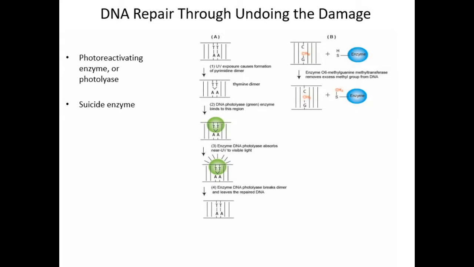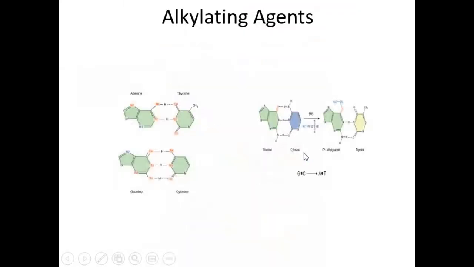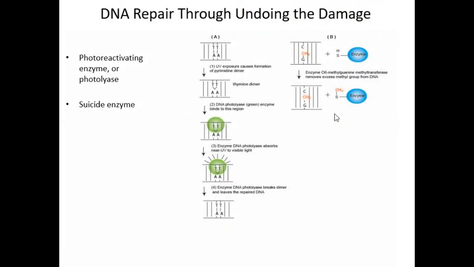And then for alkylation, remember this one: alkylation by EMS, alkylation of O6 of guanine. We need a suicide enzyme. The alkylation of oxygen 6 of guanine can be reversed by O6-methylguanine methyltransferase. This is a suicide enzyme because it transfers the methyl group to itself, and then the enzyme becomes inactive. So that's why it's called a suicide enzyme, right?